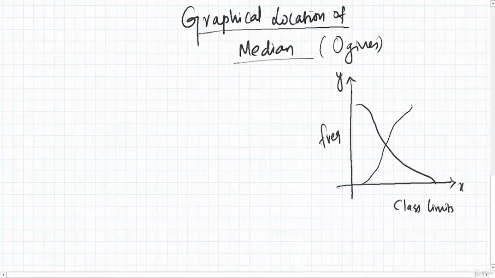I would be getting a diagram like this. So there is a point of intersection, and at this point we have to draw a line perpendicular to the x-axis, and this point would be the median, right? So the median is the value on the x-axis. So this is the x-axis. Here you have a value. Median is the value on the x-axis corresponding to the point of intersection of less than and more than ogives.